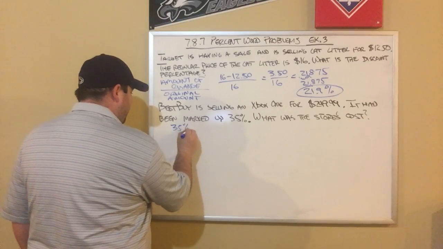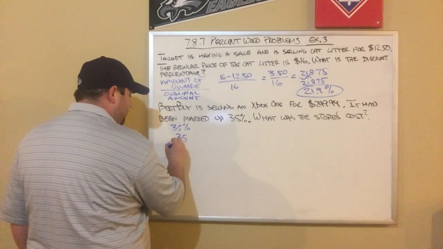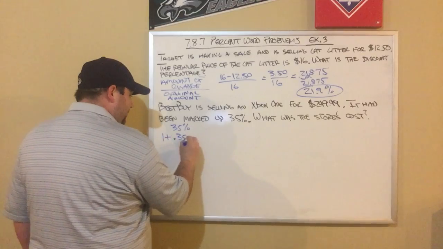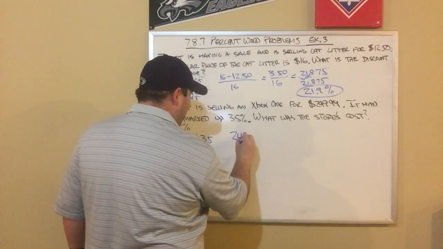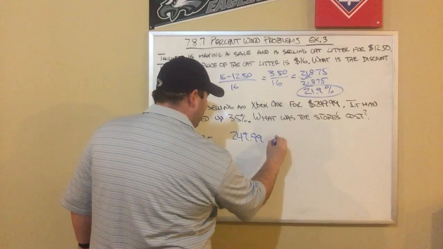35%. I make it a decimal. That'd be 0.35. Move it two places left. Add 1. That's 1.35. So now I'm going to take the $249.99. And then I'm going to take the 1.35.